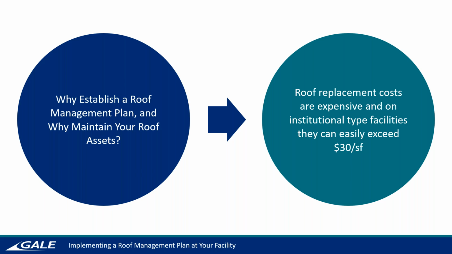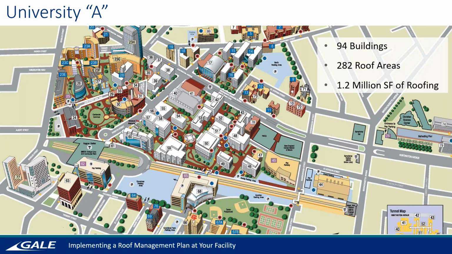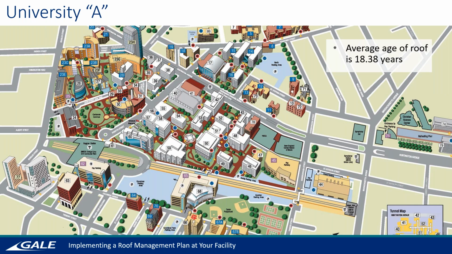And these costs can easily exceed anywhere from $30 to $40 per square foot for roof replacement. So with that being said, let's take a look at a quick little example here of University A. It has multiple facilities, about 94 buildings. They encompass about 282 roof areas, which adds up to about 1.2 million square feet of roofing. So you have a lot that you have to address and maintain.